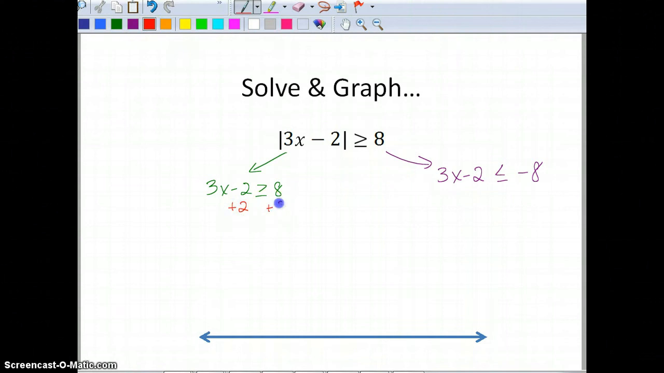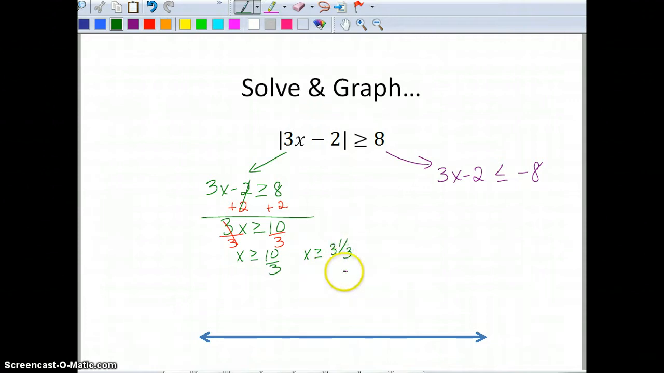I'm going to add 2 to both sides. So now we have 3x is greater than or equal to 10. Divide both sides by 3. So x is greater than or equal to 10/3. Now I could also rewrite that where x is greater than or equal to 3 1/3. Now this is a third, so I know I'm going to be able to graph that. I'm not even going to worry about writing that as a fraction, I'm sorry, as a decimal.